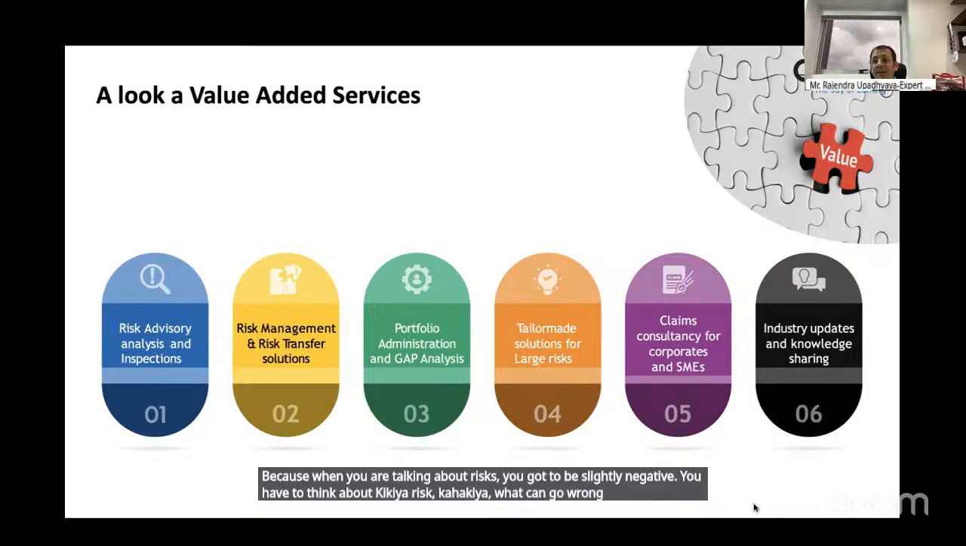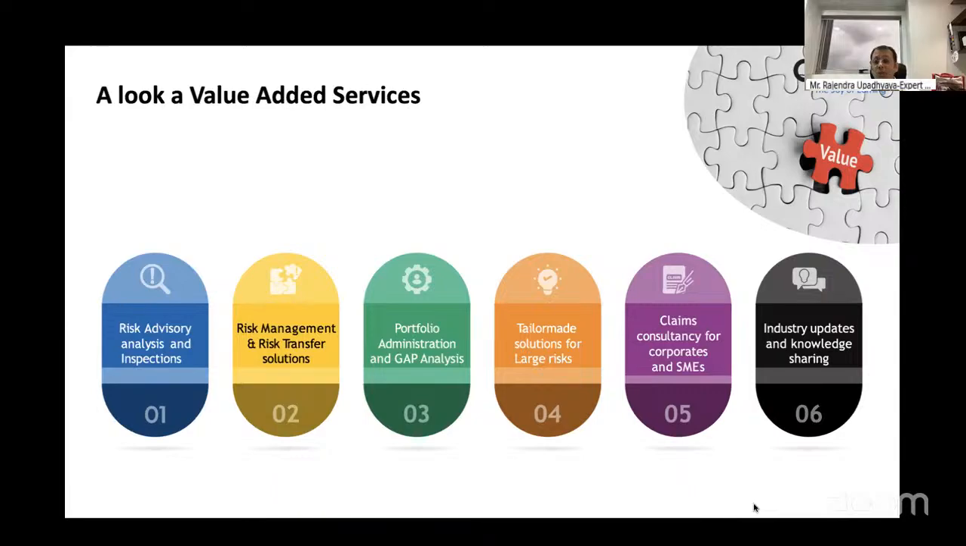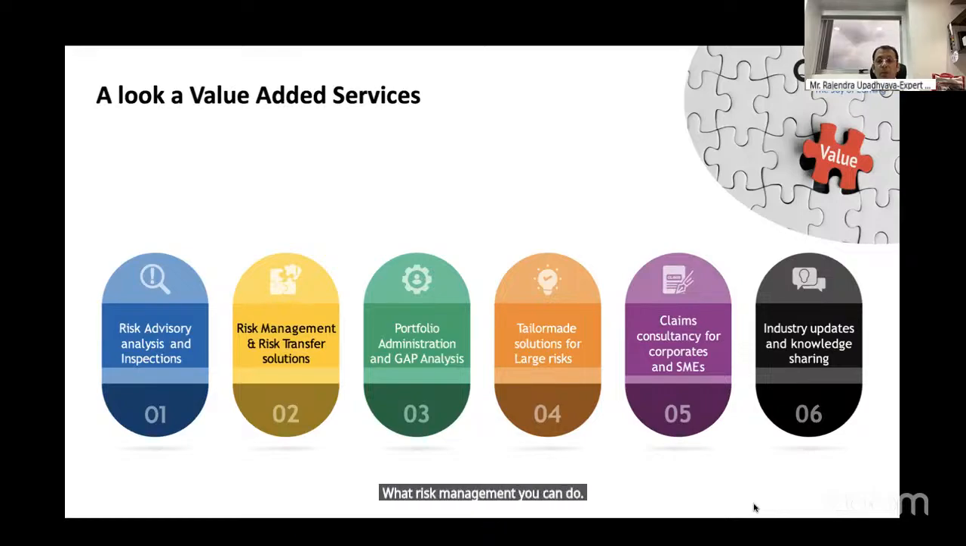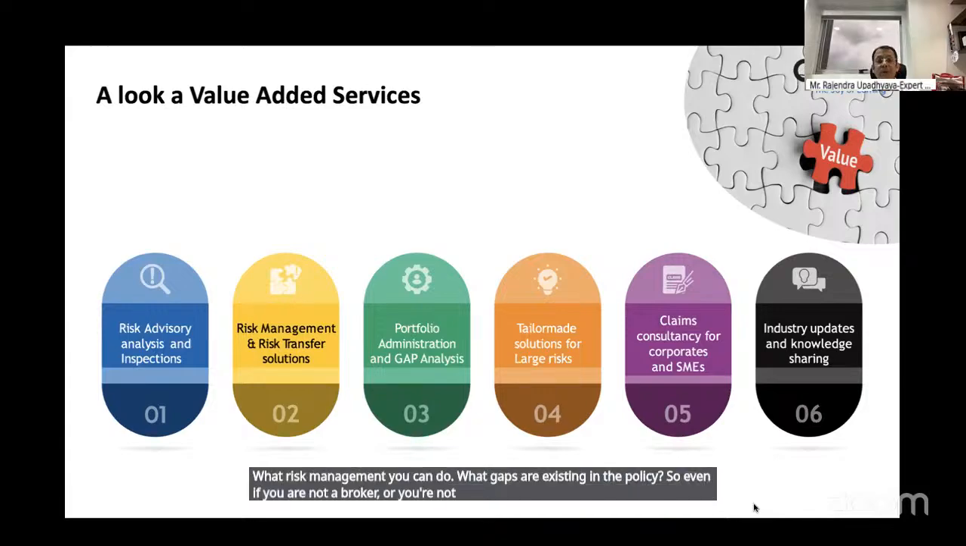And these are the things we as an insurance community are more inclined to think on, as I said, what lies below the iceberg, the risks that lie below. Also, how to manage the risk better, so in terms of taking an adequate policy, or better housekeeping, or hiring better consultants, what risk management you can do, what gaps are existing in the policy. So even if we are not placing the policy, we can always examine the policy and help understand what the gaps are.